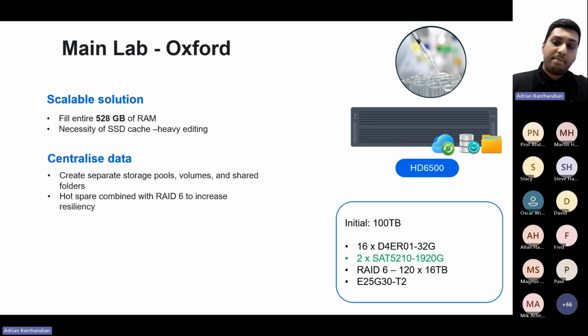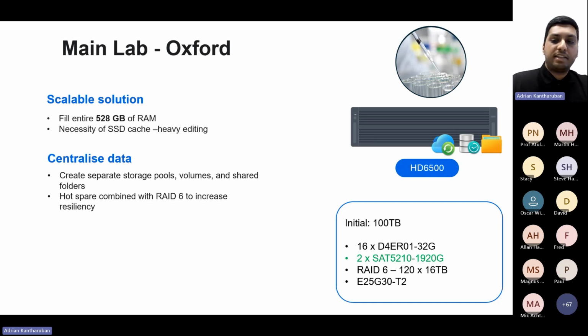Finally, back at the main lab in Oxford, we have the HD6000, and the reason we went with that is because we know exactly how much data we're going to end up with, and we know the rate of data that we'd intake each year. And because we know we're going to fill the entire storage, we're going to go ahead and also fill the entire RAM as well to 528 gigs.